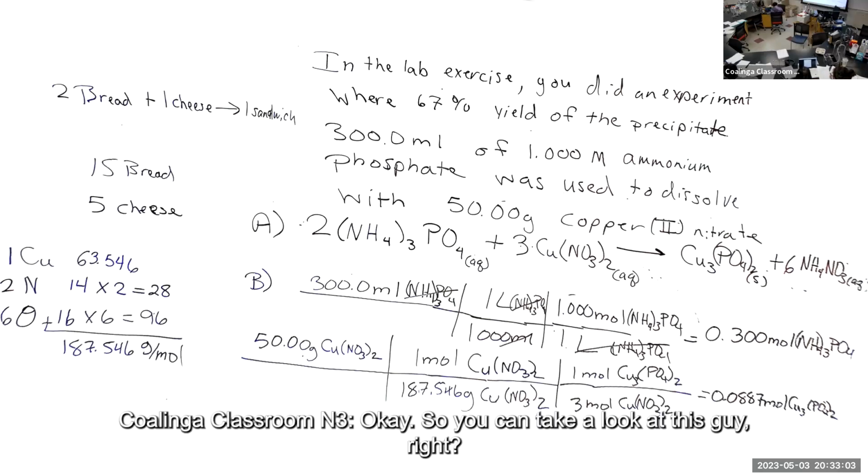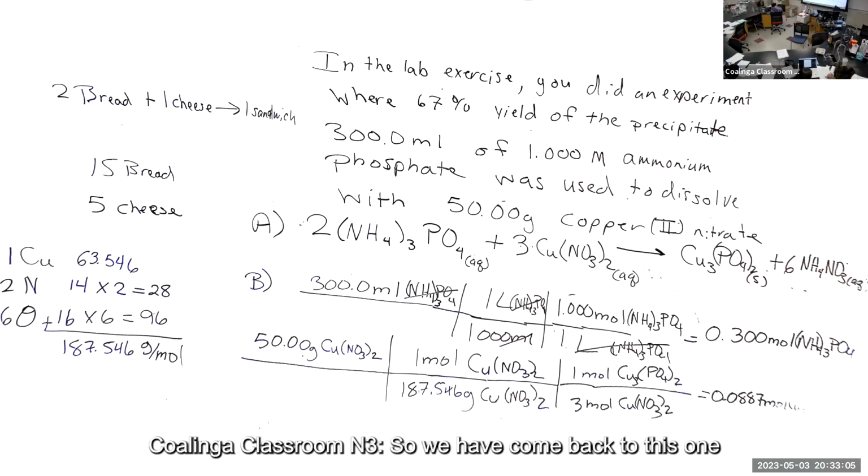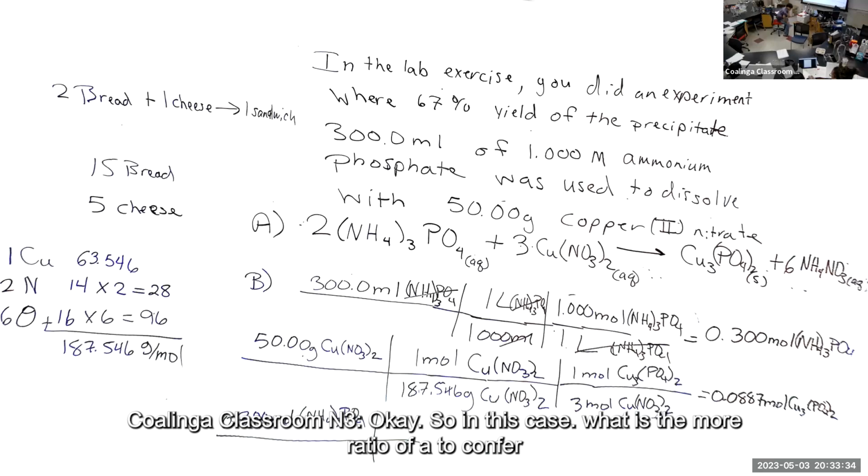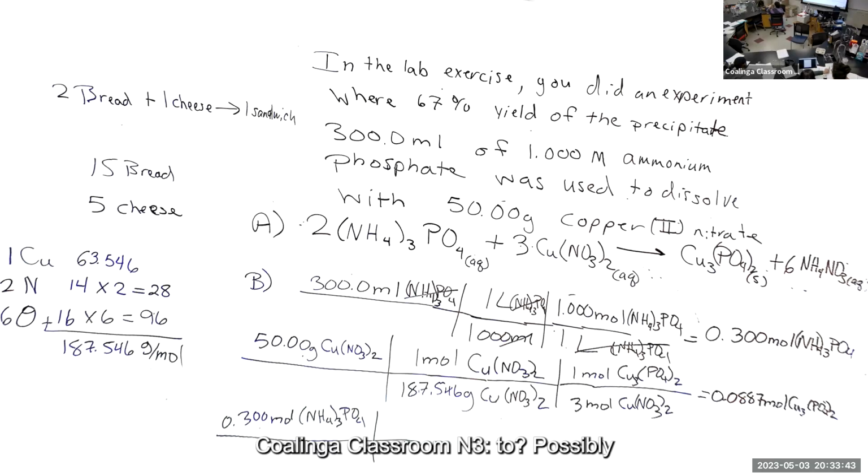Okay, so if we take a look at this guy, we come back to this one. We have 0.300 moles of ammonium phosphate. Okay, so in this case, what is the mole ratio of ammonium phosphate to copper 2 phosphate?